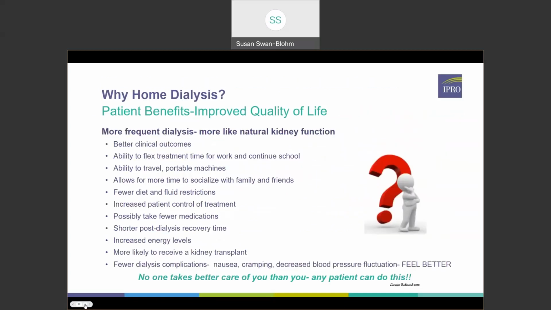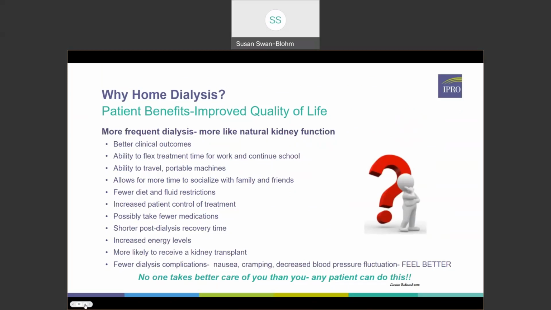What are some of the things that patients should consider when selecting a home modality as their modality choice? More frequent dialysis, which is associated with home modalities, provides treatment options which are more like normal kidney function and leads to a patient feeling better and having improved quality of life. Patients have better clinical outcomes.